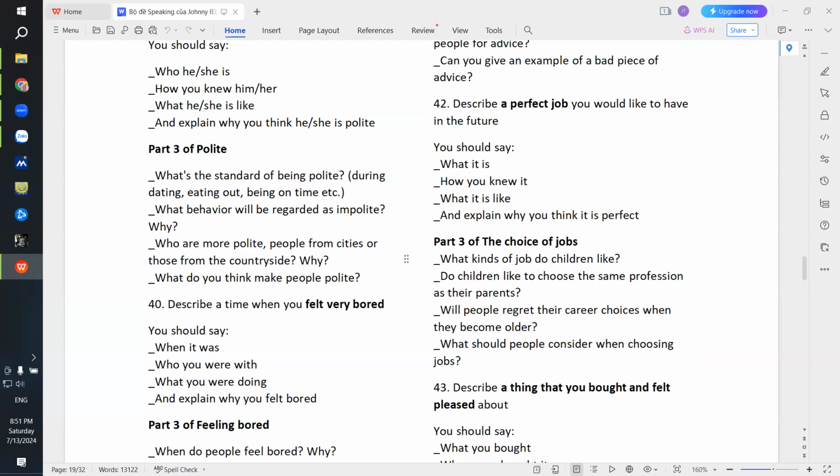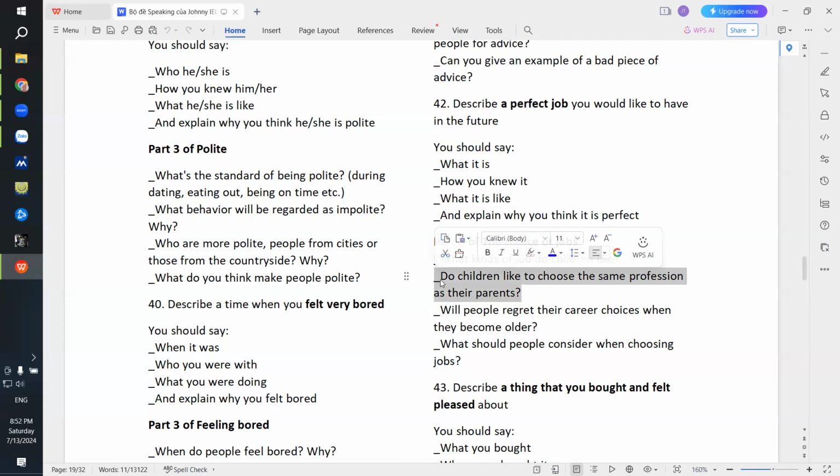And you should explain why children choose those kinds of jobs, and will those jobs remain the same when they grow up? Khi chúng lớn lên thì chúng có chọn y chang công việc đó không? So you should think about that as well. Okay. Do children like to choose the same profession as their parents? Think about this one.